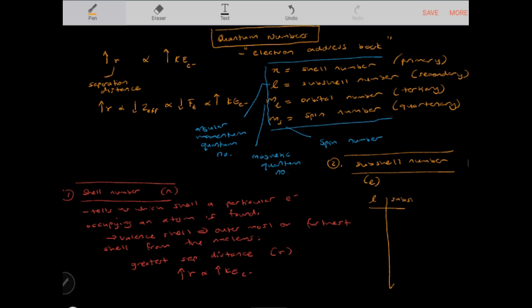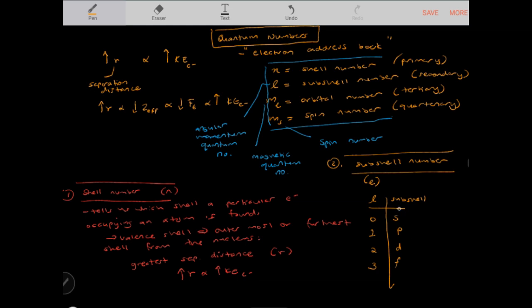This is the type of subshell, so we can have values of 0, 1, 2, 3, right? When L is equal to 0, this indicates we have an S subshell. When L is equal to 1, we have a P subshell. When L is equal to 2, we have a D subshell. And when L is equal to 3, we have an F subshell. Okay, so it tells us what kind of subshell we would expect.